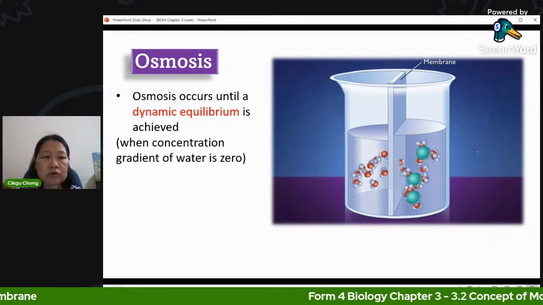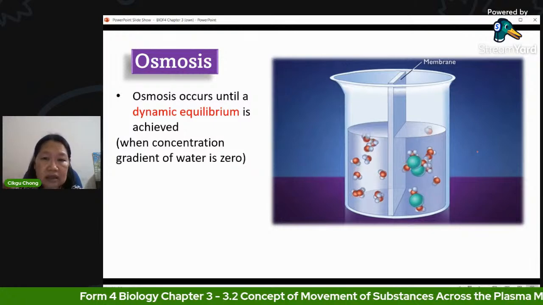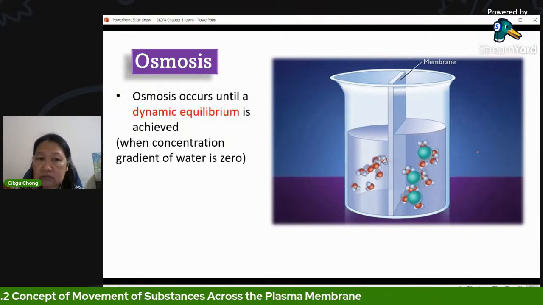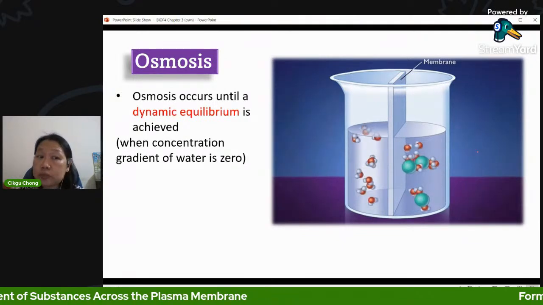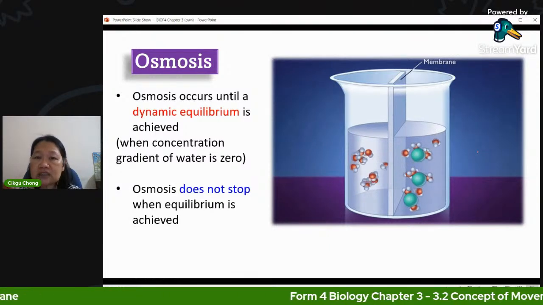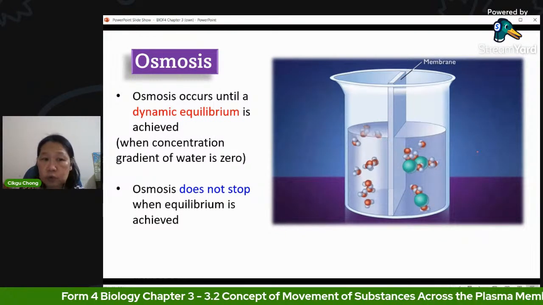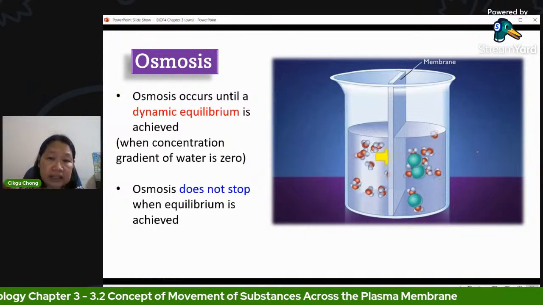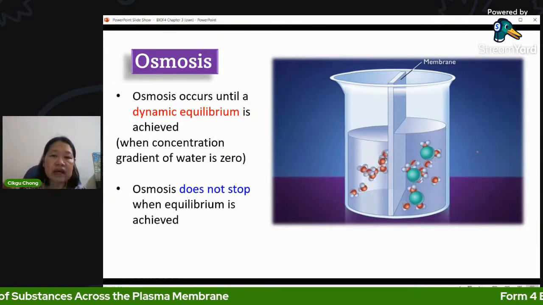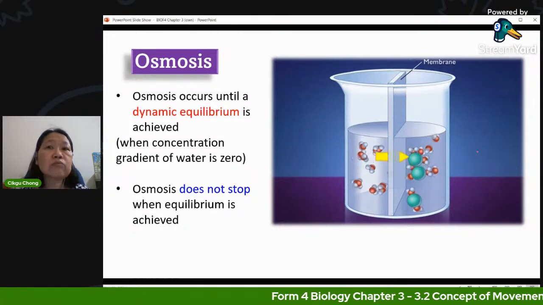So on the left hand side, maybe you have 10, and the right hand side also 10 water molecules. That means the same concentration of water molecules. Then you call it that dynamic equilibrium is achieved. But osmosis does not stop, in the sense that the water molecules don't diffuse anymore. Actually, it will. It's just that the rate of moving from left to right and right to left is the same. So it looks as if there's no net difference, no net movement.